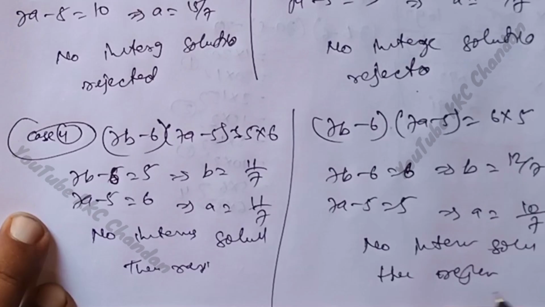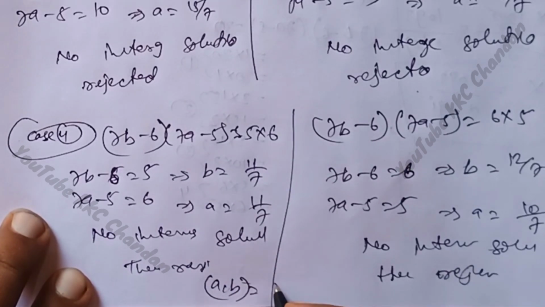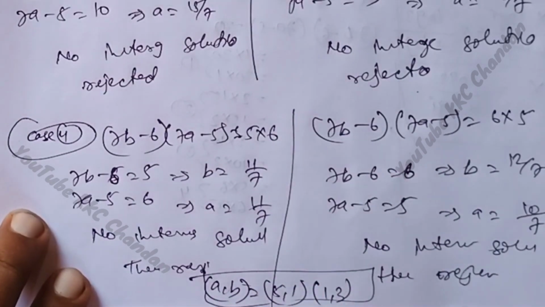They will be rejected. Only two values are valid: first, a and b values are 5 and 1. Second, values 1 and 3. These are the only two values.